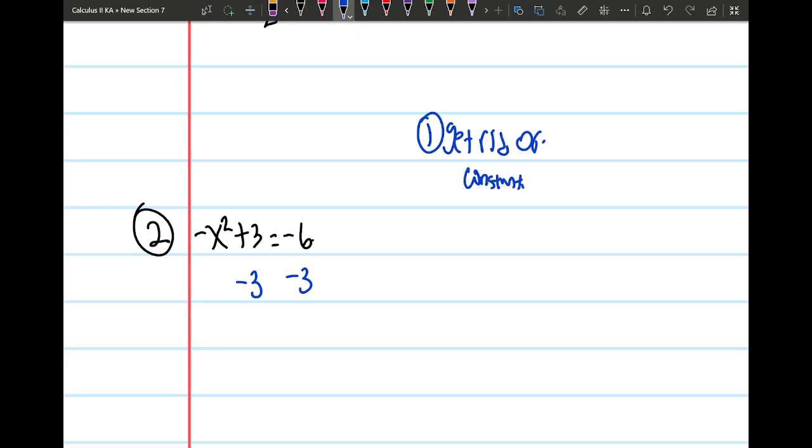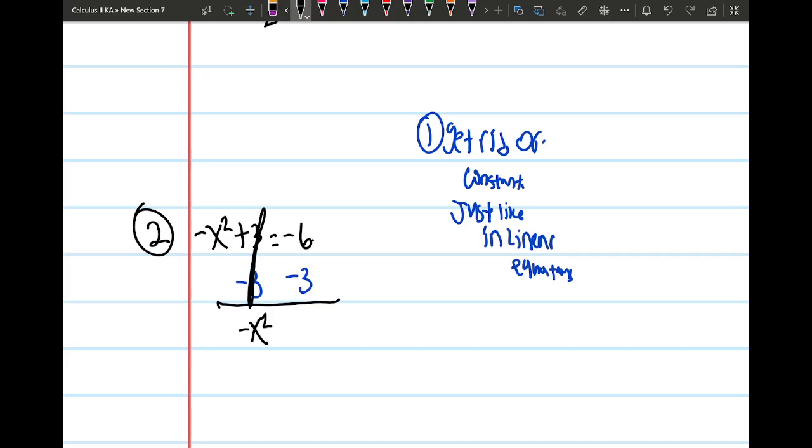So in this case, just like in linear equations, we would always get rid of whatever's in the way. So this is going to be negative x squared, and obviously the 3 minus 3 cancels out. We end up with negative x squared equals negative 9.